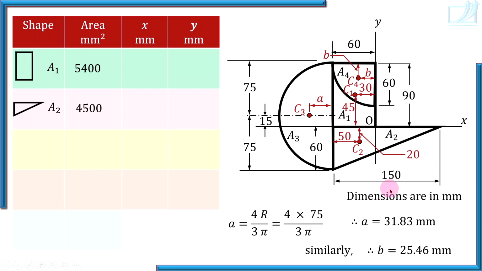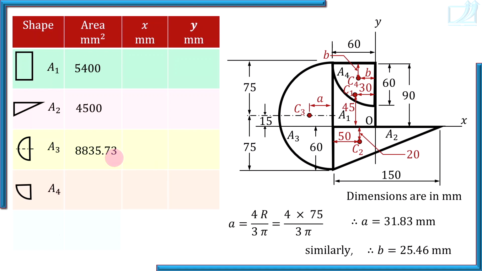And that is 150 into 60 by 2. Base into height by 2. Then the third area is the semicircular area, pi r squared by 2. Radius is 75. So pi into 75 squared by 2.